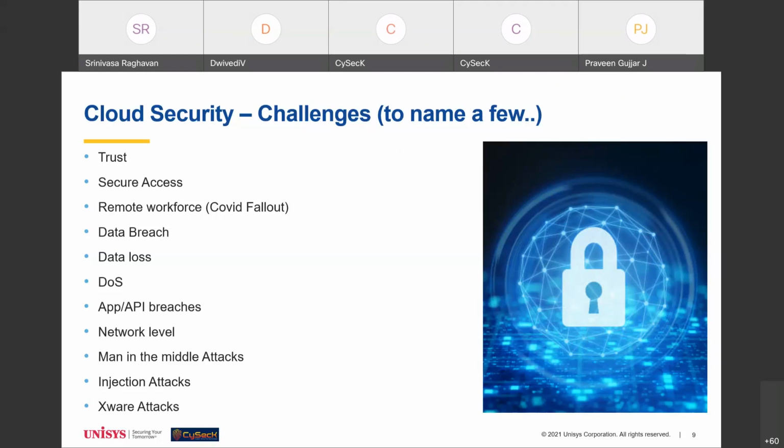Keeping all these challenges in mind, you will find there are a lot of solutions and products out there in the industry, each one offering some kind of security solution to the various problems that we face. Next slide.